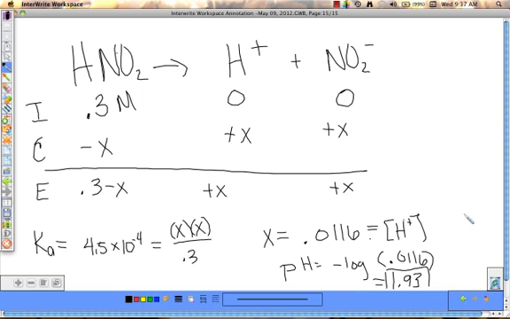You guys want to do any other type of problem from this chapter? Do you want to go through one where you titrated something and you maybe put too much of one in and then you find the pH of it?